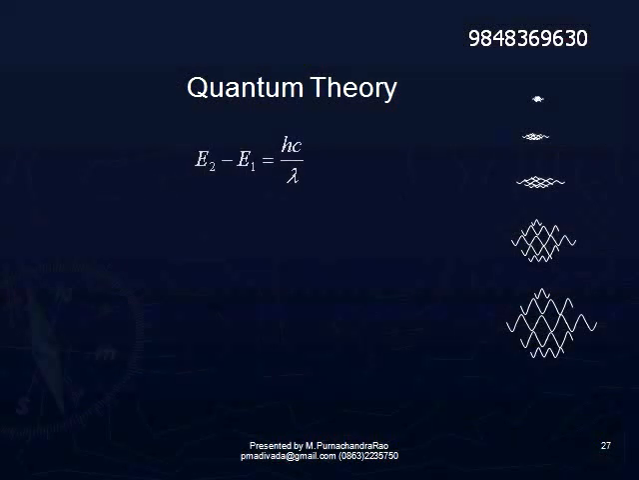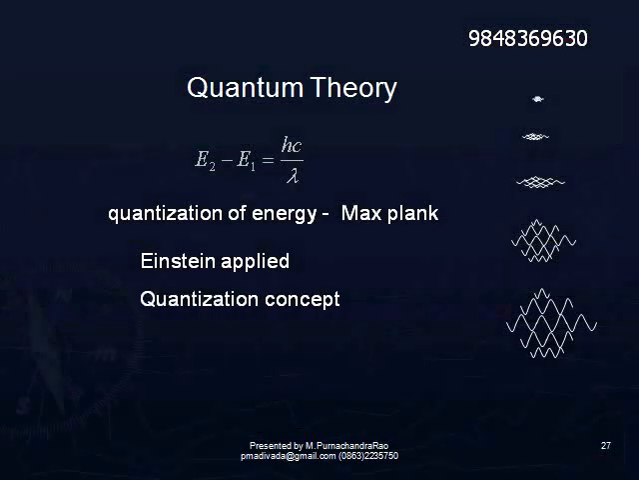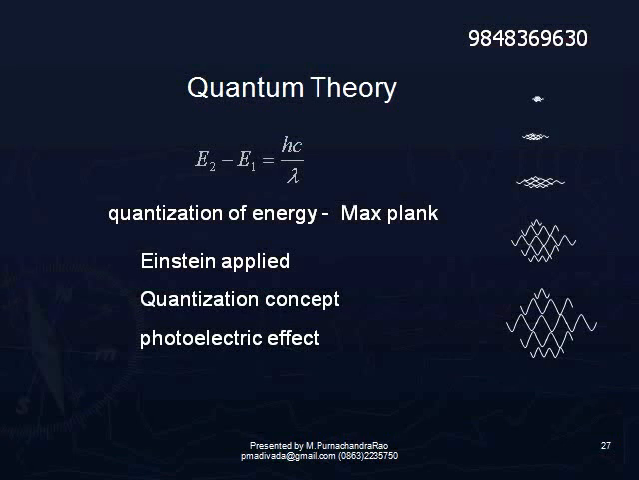This theory was first proposed by Max Planck while working on black body radiation. While working on heat on a black body, this concept was proposed by Max Planck. Einstein borrowed that concept and applied it to light while explaining the photoelectric effect. For explaining the photoelectric effect, Einstein adopted this quantization concept from Max Planck. Like this, the theory comes into existence.